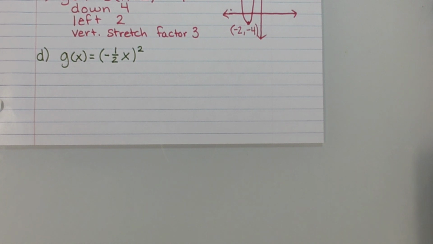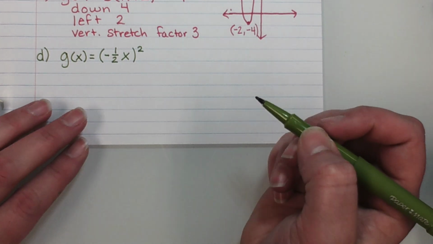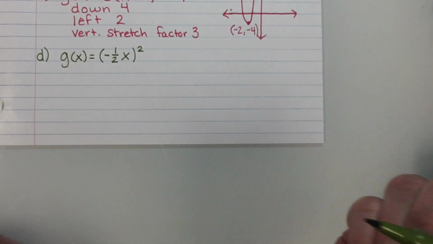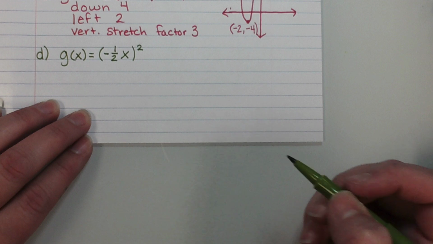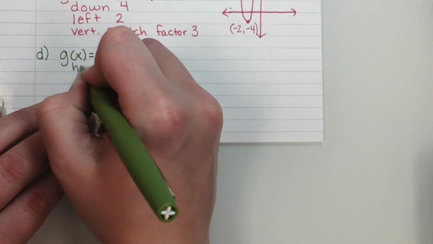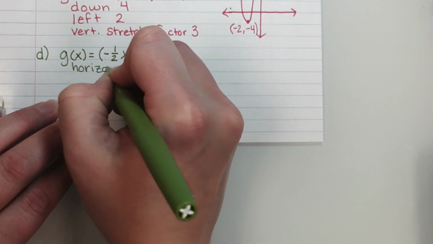Most people think a 1/2 would shrink things down. But since it's inside the parentheses, it's opposite of what you should think. It's not a shrink, it's a stretch. So if you thought stretch, then you were thinking the right thing. Specifically, vertical or horizontal? Horizontal. Inside is horizontal.